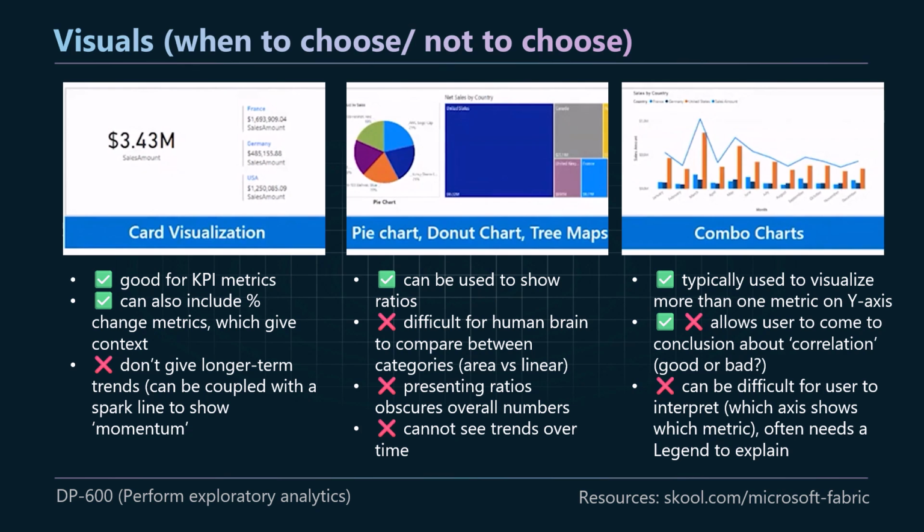Now this can be useful in some scenarios, but you do have to be careful because sometimes this allows the user to come to a certain conclusion about correlation between these two metrics, which might not actually be correct, that correlation. And it can also be difficult for a user to interpret which axis is showing which metric. Often you need a really good legend to explain the differences between these two axes, these two metrics as well.